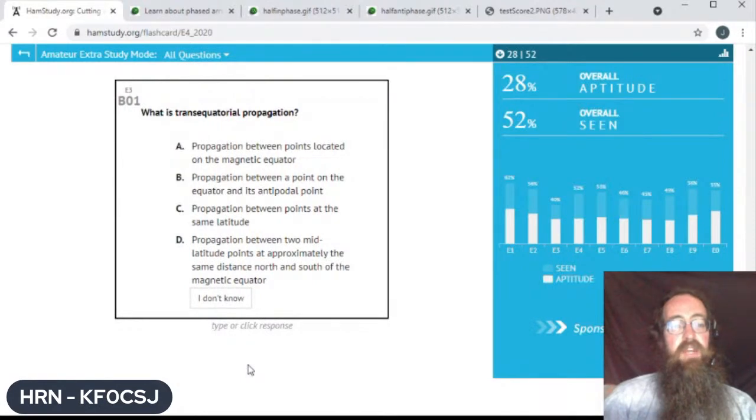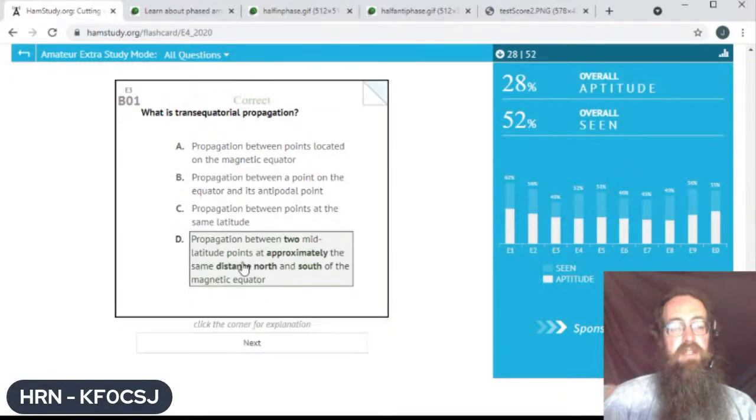What is trans-equatorial propagation? A, propagation between points located on the magnetic equator. B, propagation between points on the equator and its antipodal point. C, propagation between points at the same latitude. D, propagation between two mid-latitude points at approximately the same distance north and south of the magnetic equator. And that is correct.